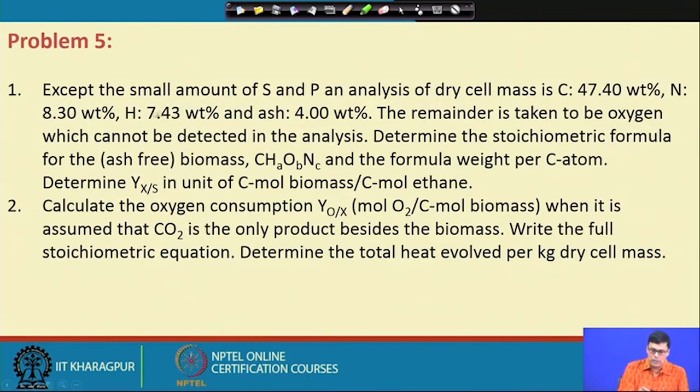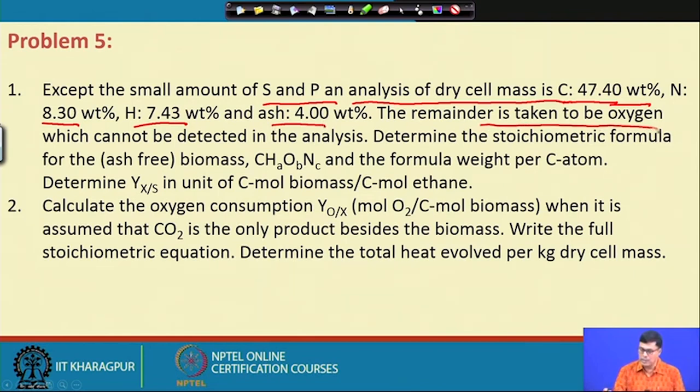Now, except for the small amount of sulfur and phosphorus, an analysis of dry mass gives a carbon content of 47.4 weight percent. Weight percent means weight by weight. That means if you take a basis of 100 gram, the carbon content in the biomass is 47.4 gram. The nitrogen is 8.3 gram, hydrogen is 7.43 gram, ash is 4 gram. The remainder is taken as the oxygen, which cannot be detected in the analysis.